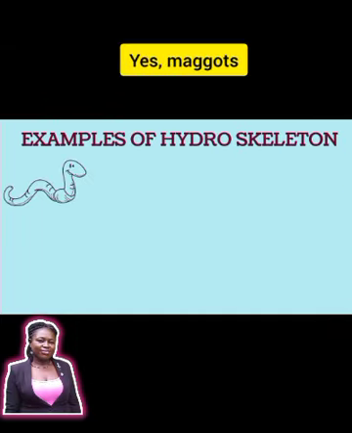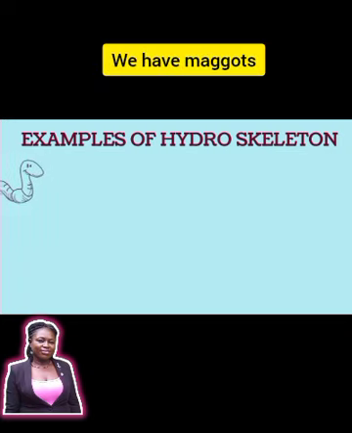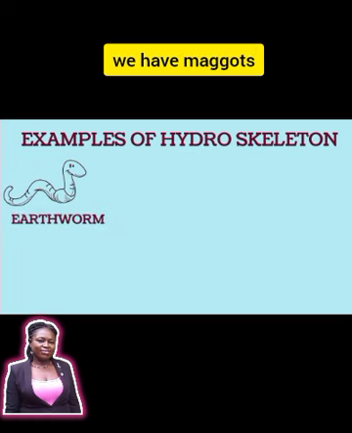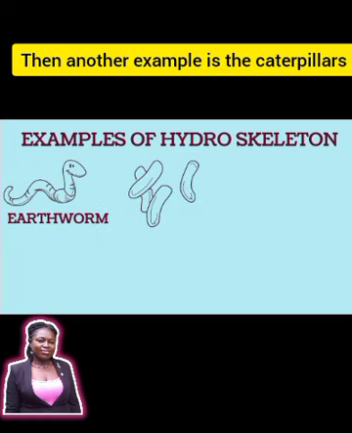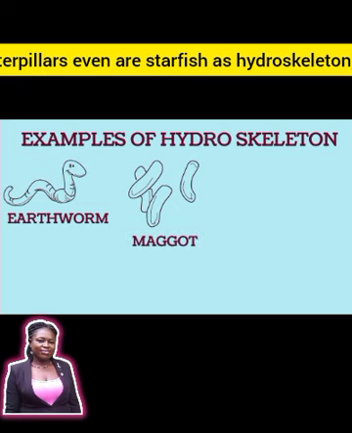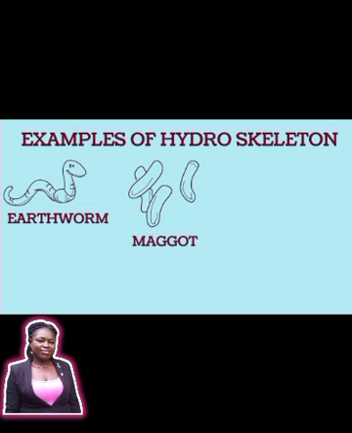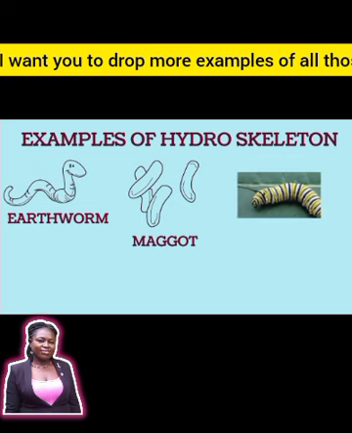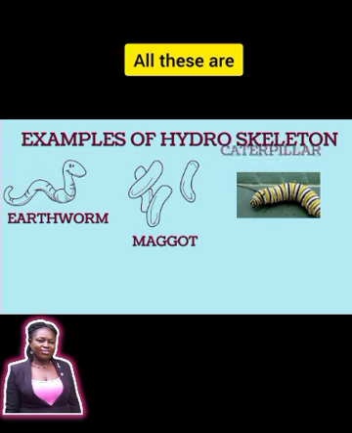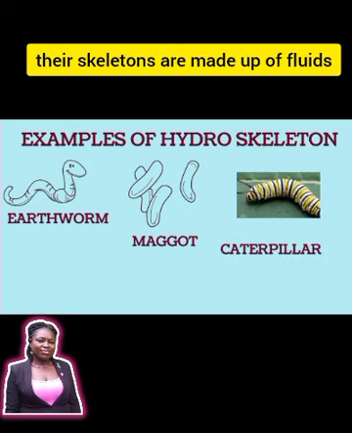Now, let's look at some of the examples. Maggots. We have earthworm. Then another example is the caterpillars. Starfish, octopus, just think of them, snails, are also hydroskeleton. I want you to drop more examples of hydroskeleton in the comment sections. All these, their skeletons are made up of fluids, or what we know as liquid.